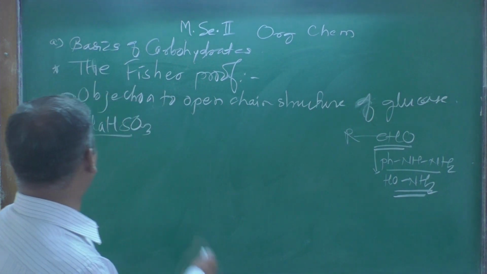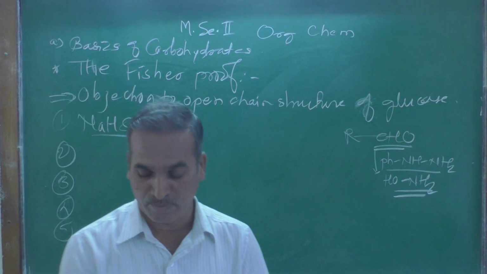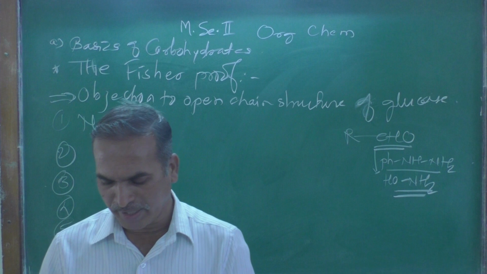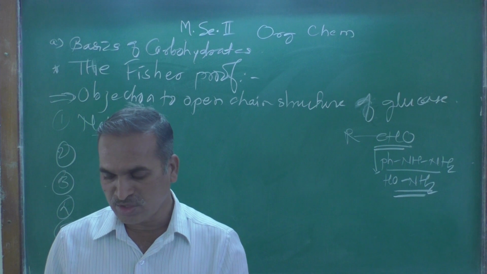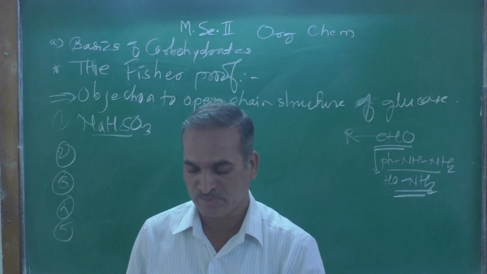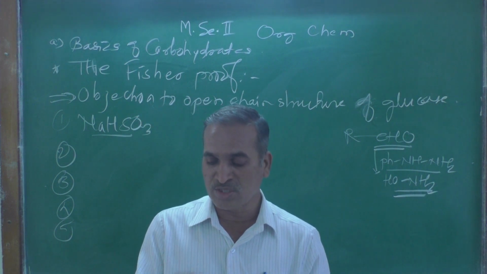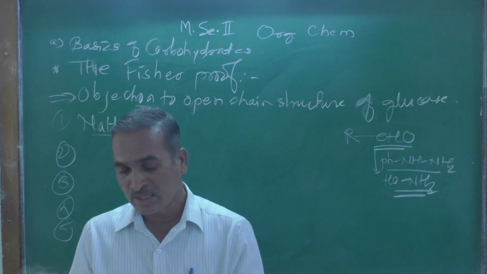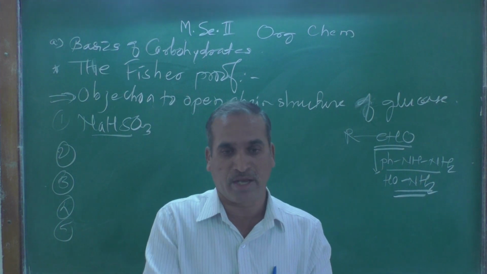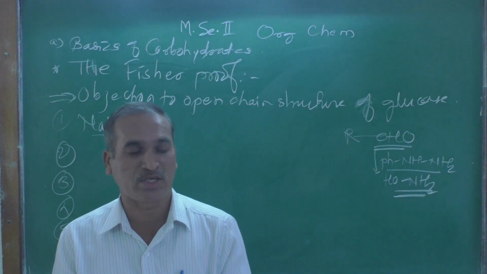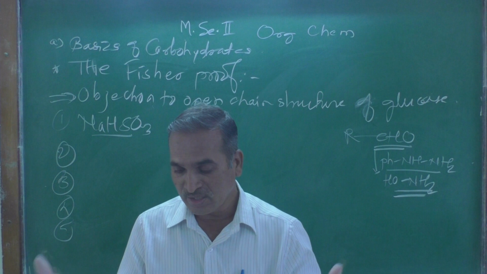Now the fifth and last objection to the open chain structure of glucose is that glucose exhibits the phenomenon of mutarotation, which is a characteristic of a ring compound. This is a very important objection. What do you mean by mutarotation? It is one of the properties of a ring compound.